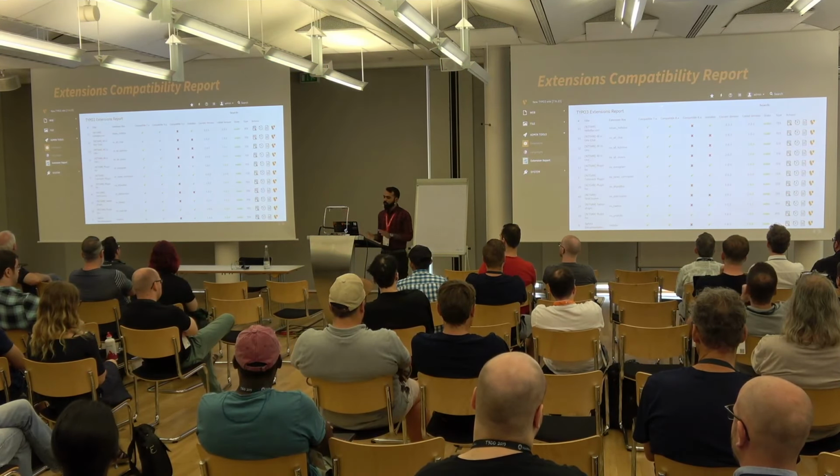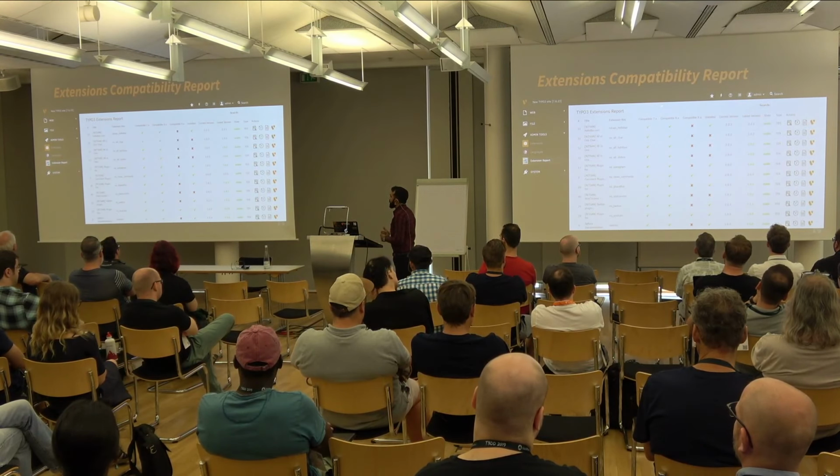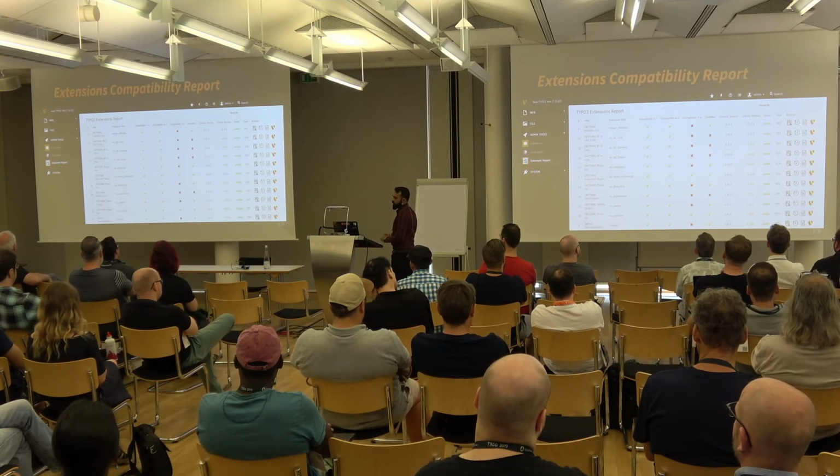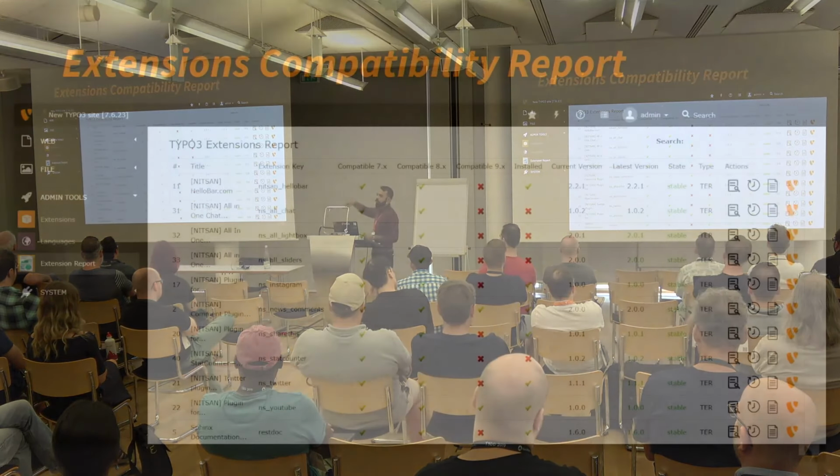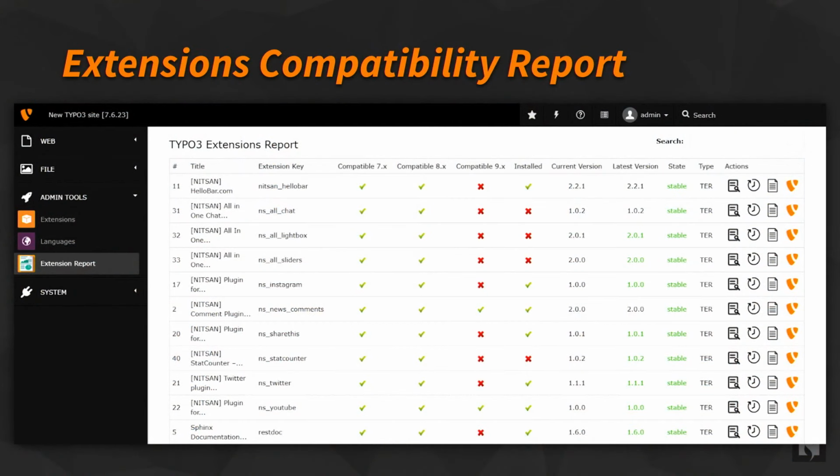And this is the main report. You can see here all the extensions are listed, right? And it shows the compatibility check mark, whether it's compatible or not compatible. So it's really useful. And the column shows whether it is installed or not installed, so it's also useful for that. And the different versions, like what is the latest version. And in actions, you can go to the documentation of that particular extension, and the type is there, like whether it's a TER extension or a custom extension.